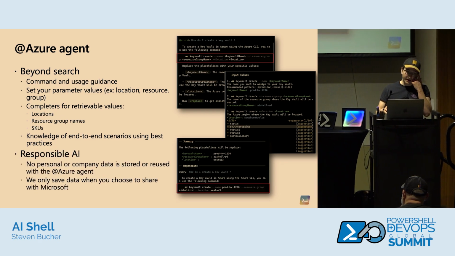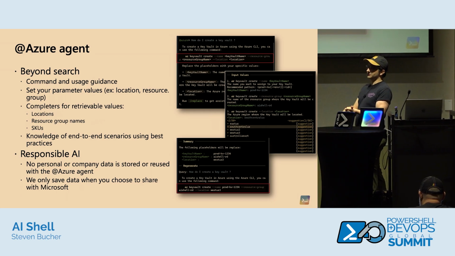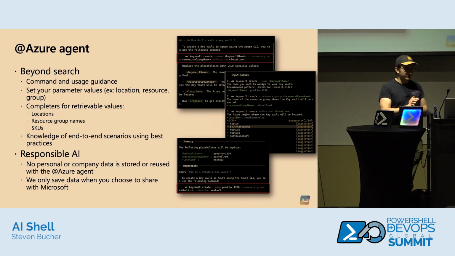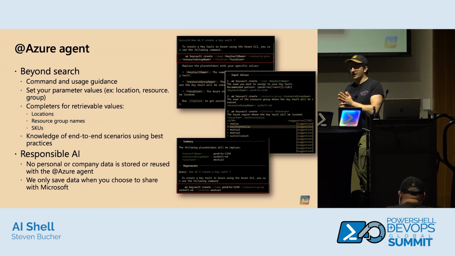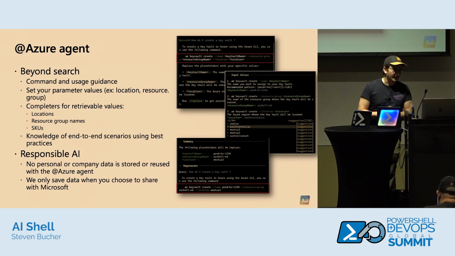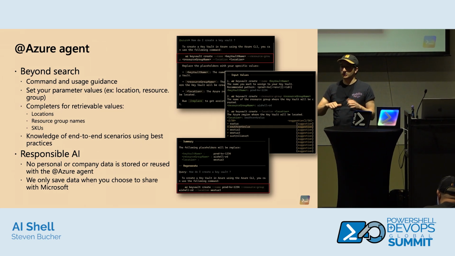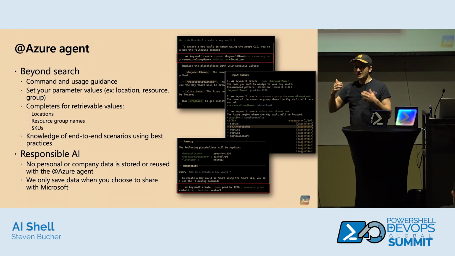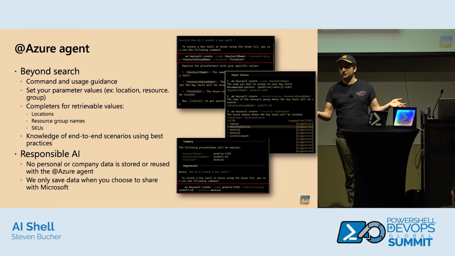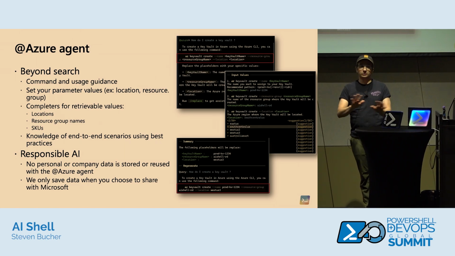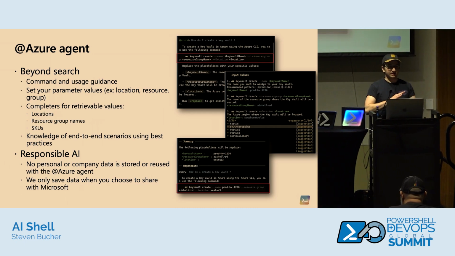And that's the other thing. Responsible AI. Microsoft, we take responsible AI extremely, extremely seriously. There is no personal or company data that is stored or reused within the @Azure agent or any Copilot in Azure interface that you're using it in. We only save the data when you choose to save your data. We have these commands like and dislike. You probably see the thumbs up and thumbs down in the experience. When you do that, we ask you, hey, would you like to share your chat history with us to help us improve the experience? That's the only time any data is being saved. Otherwise, it is completely private, completely anonymous, like we don't know anything.